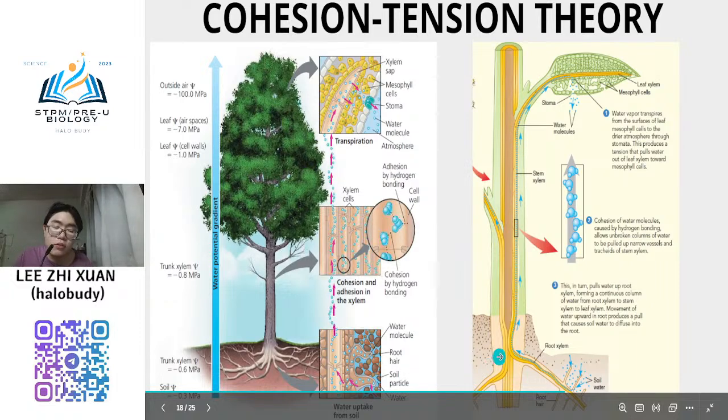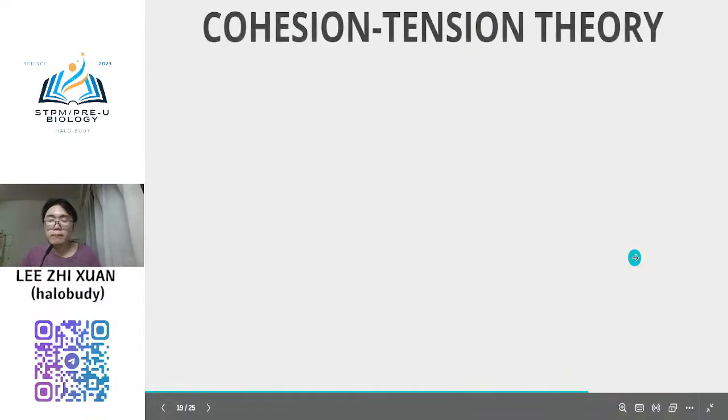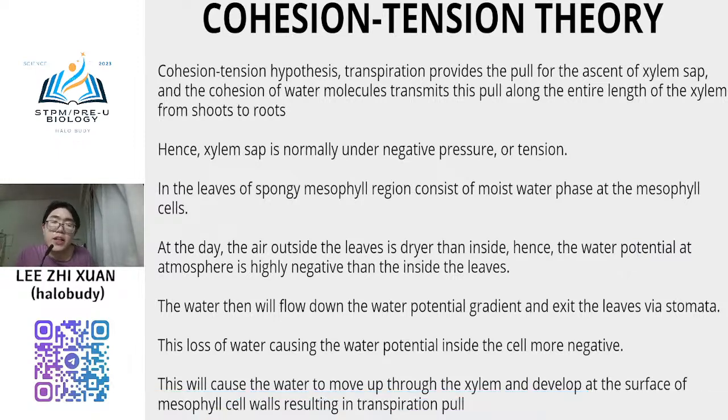So in examination, it will come out like this. You need to explain all the things that I mentioned just now. Okay, so this is the explanation. So normally the cohesion-tension hypothesis or cohesion-tension theory is that transpiration provides the pulling force for the xylem sap. So xylem sap is any solution that has entered the xylem, we call it xylem sap. And then the cohesive water molecules transmit the pull along the entire length of the xylem from shoot to the root.